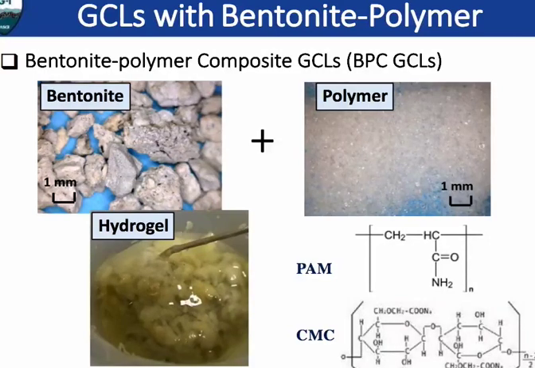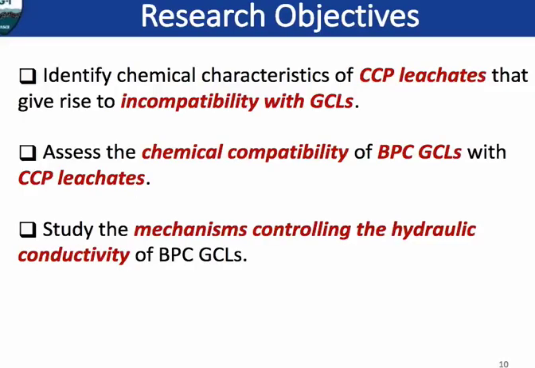However, the compatibility of BPC GCLs to the CCP leachates is not well studied. So based on our understanding, we created 3 objectives for our study. The first one is to identify the chemical characteristics of CCP leachates that give rise to incompatibility with GCLs. The second one is to assess the chemical compatibility of BPC GCLs with the CCP leachates. The third, of course, is to study the mechanism controlling the hydraulic conductivity of BPC GCLs.